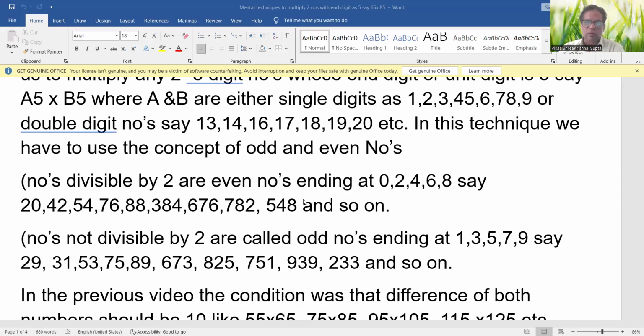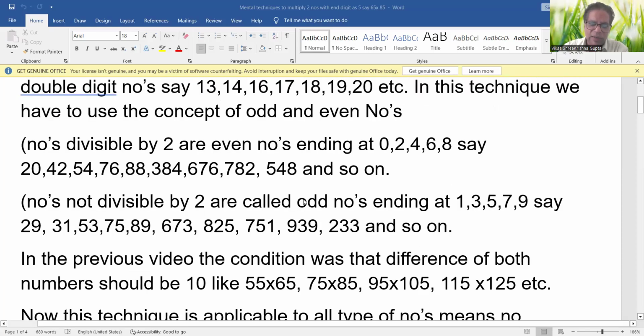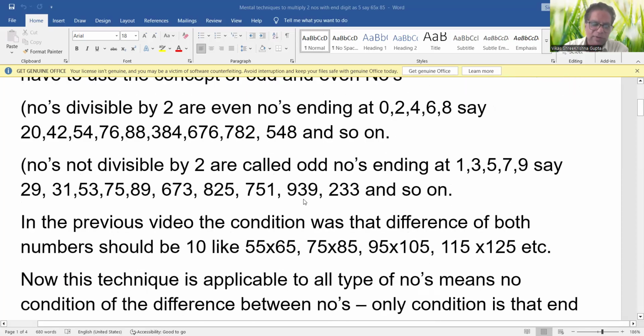So I will use the concept of odd and even numbers for multiplying two-digit and three-digit numbers which are ending with 5, and the difference of the numbers can be any. It can be 10, 20, 30, 50. It can be any difference.